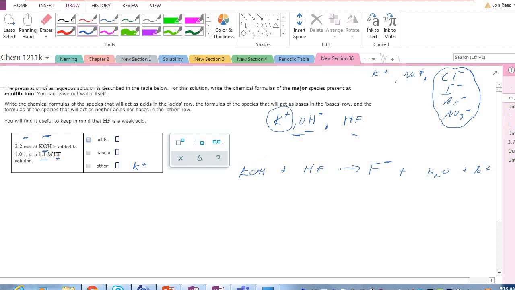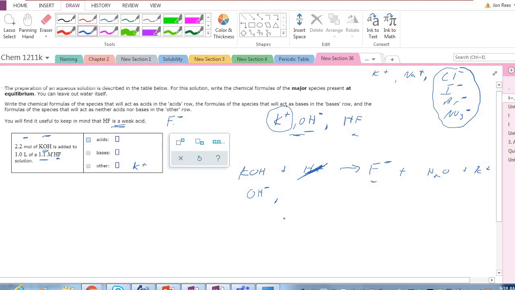Now it's important to know that because HF is there in a lesser molar amount, all of it is going to be consumed. That's gone. But that's still going to leave some excess KOH, so some excess OH minus. And notice here that you generated some F minus. Well, F minus is the conjugate base of this weak acid.